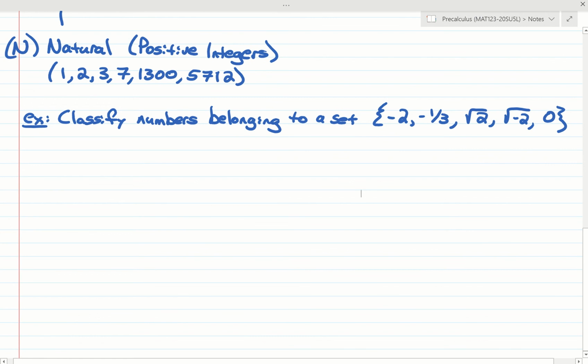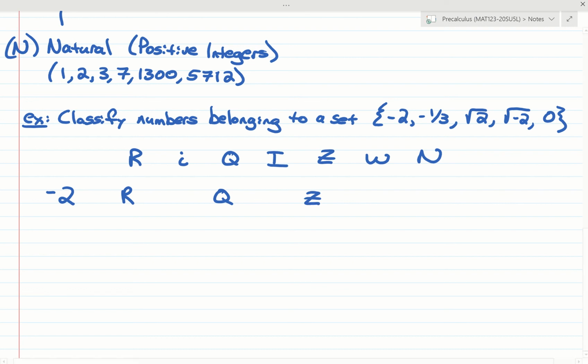All right, so let's classify these numbers. And remember, we have just regular numbers. We have real numbers. We have imaginary numbers, rational, irrational, integer, whole, and natural. So let's take a look at these. First number is -2. So -2 is a real number. It's not imaginary. It's a rational number because it terminates. It is an integer, but it's not a whole or a natural number because those are only positive numbers and a whole includes 0.